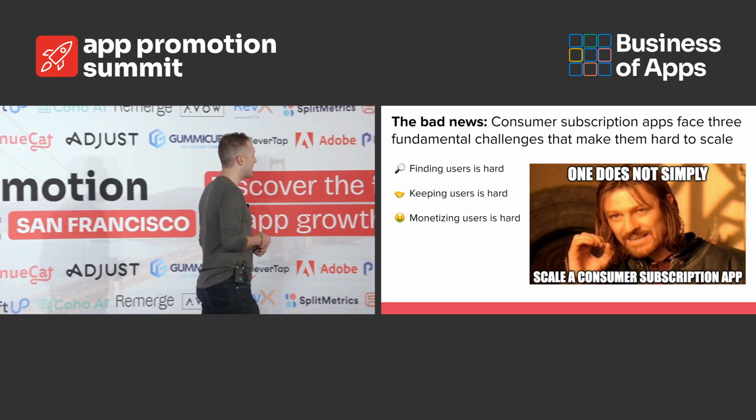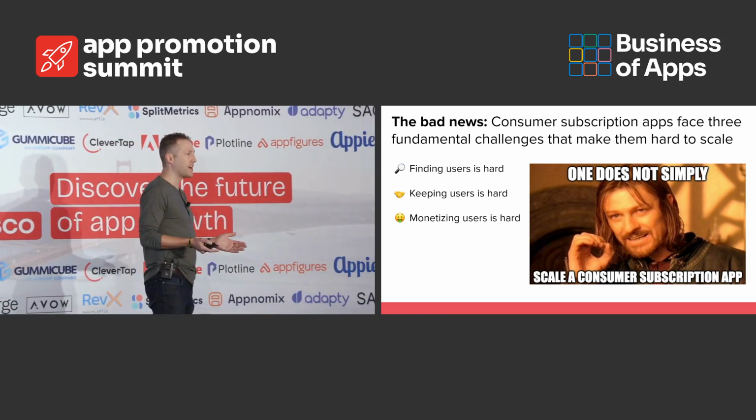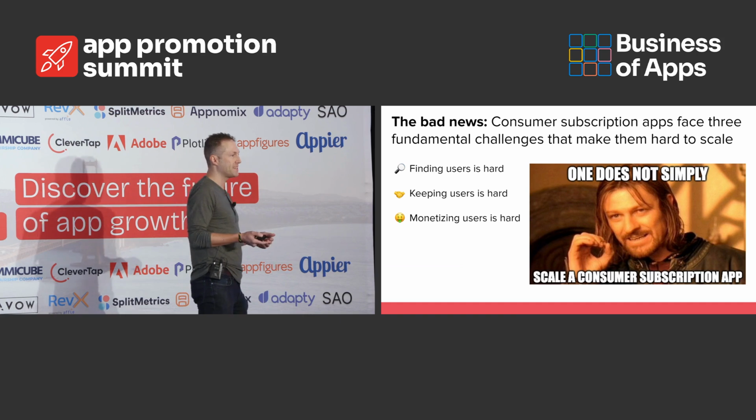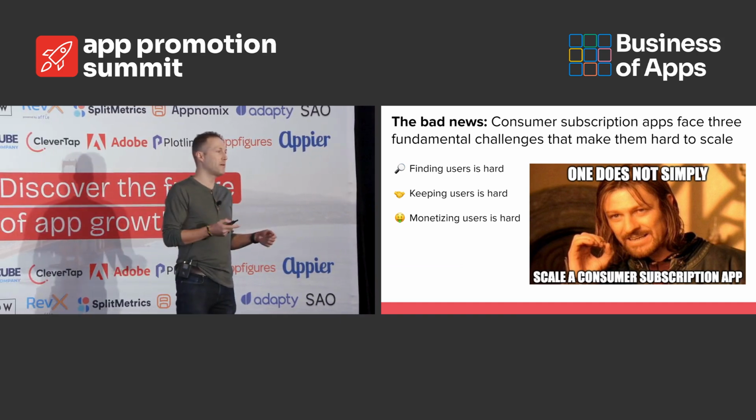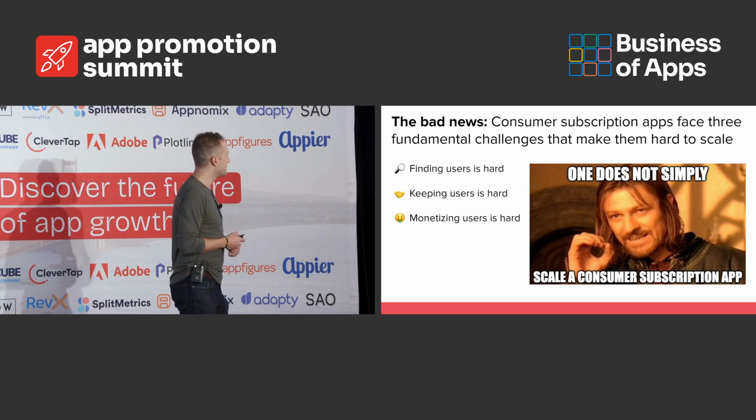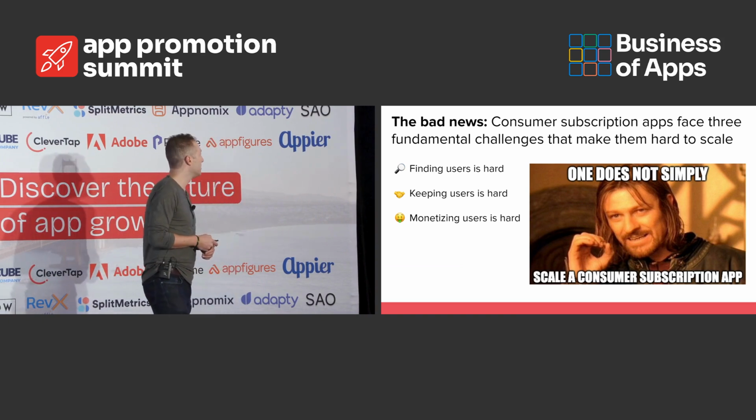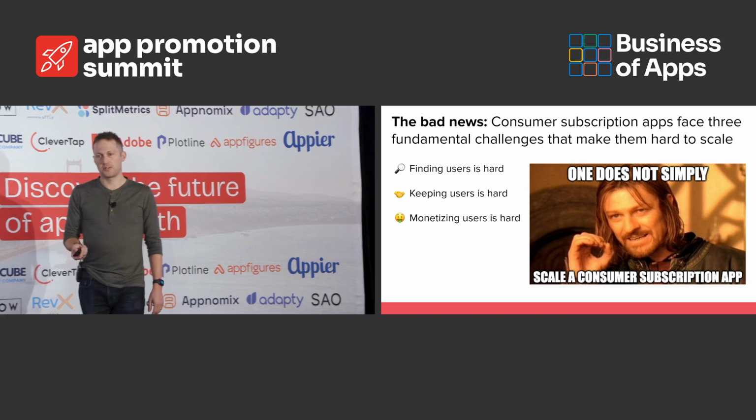The second problem is that keeping users is hard, right? And this one's fairly obvious. Relative to B2B SaaS businesses, churn rates are much higher. Consumers are fickle, so it's easy come, easy go, and it's hard to build a sustainable business if you have high churn rates. And then finally, monetizing users is hard, right?